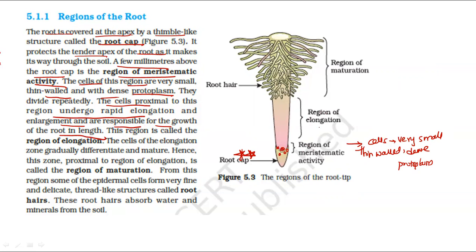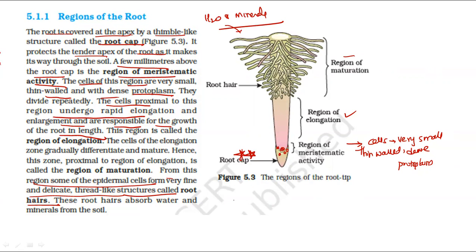So these meristematic cells grow and elongate, and it gives the region of elongation. Then later they mature, and that is called the region of maturation. Now here you can see from this region, epidermal cells form very fine and thin, delicate thread-like structures called root hairs. These root hairs are the ones that absorb water and minerals from the soil.